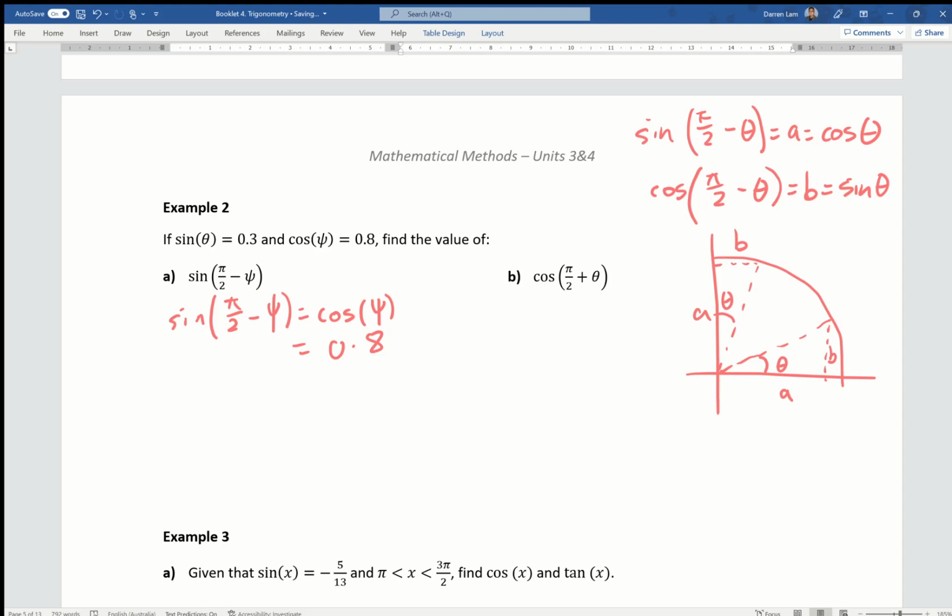Now, does it make sense for that to be in the first quadrant? I mean, it does, doesn't it? So let's move on from there.